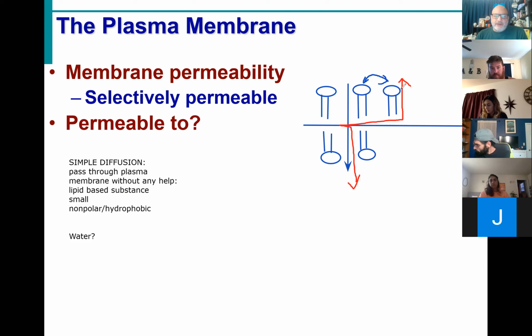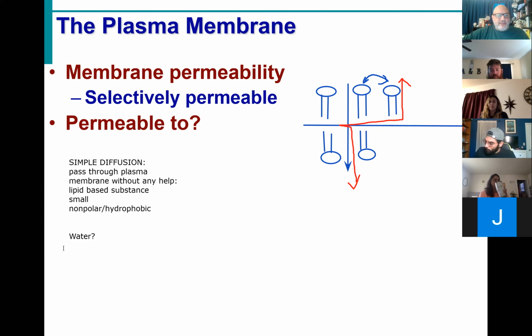Water is so ubiquitous, there's so much of it and such a strong driving force on it, that with those little movements of the phospholipids, water is able to take advantage of those small gaps, those small openings, and sneak into and out of the cell. So yes, water does indeed move via simple diffusion.